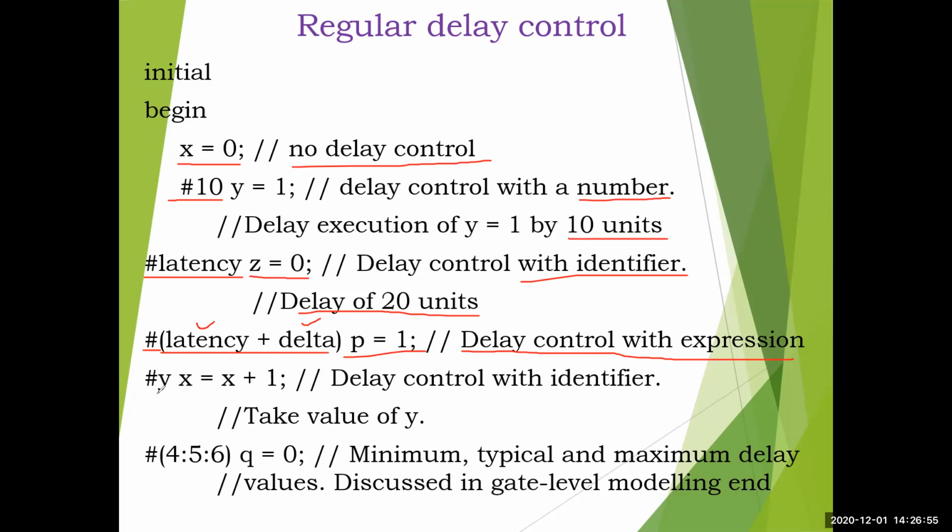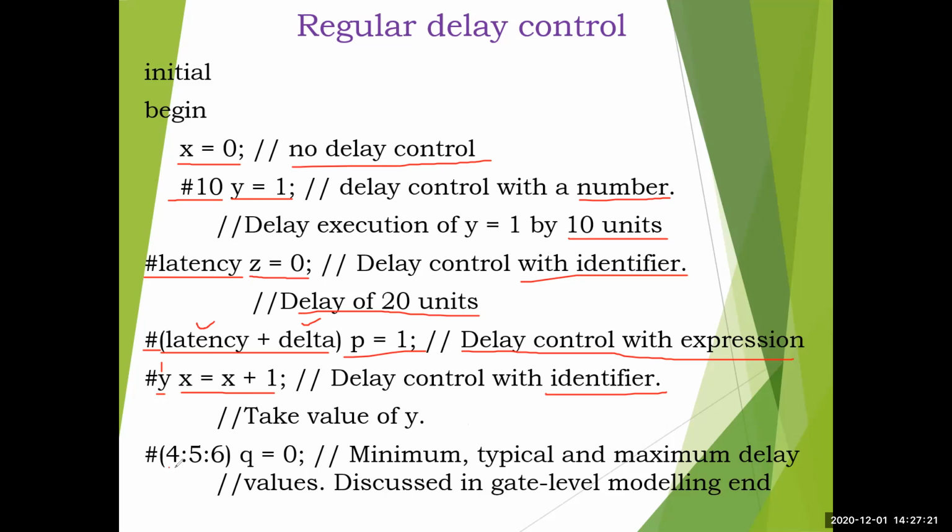Okay, then x equal to x plus 1. See here, after hash y is written, that means delay control with an identifier here. Okay, so where is the value here? y equal to 1, it is there here, right? So now y is having the value 1, which is equal to hash 1. Instead of that, you can write hash y also, that is allowed. Okay, so we are discussing the different ways of exercising delay.